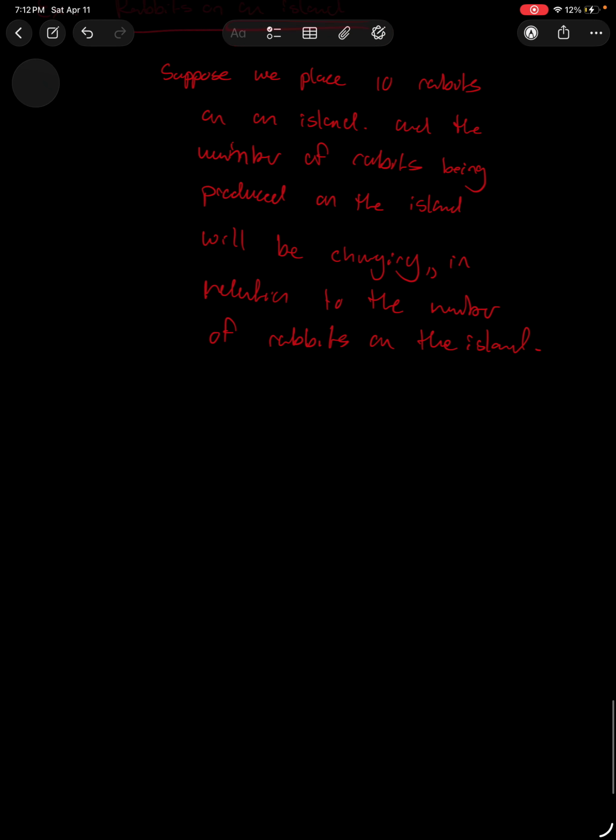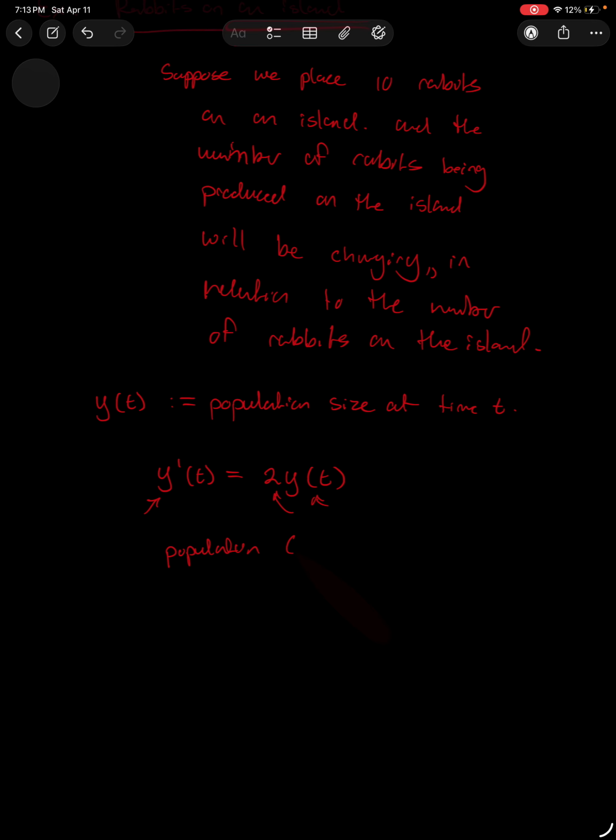Population dynamics are a really important example of differential equations. So in this situation, one potential way to describe this would be as follows, symbolically. Y of t is the population size at time t, and we may relate y prime of t to this population size in the following way. In other words, the rate of change of the population with respect to time is 2 times the size of the population at that time. This is saying population continuously doubles.